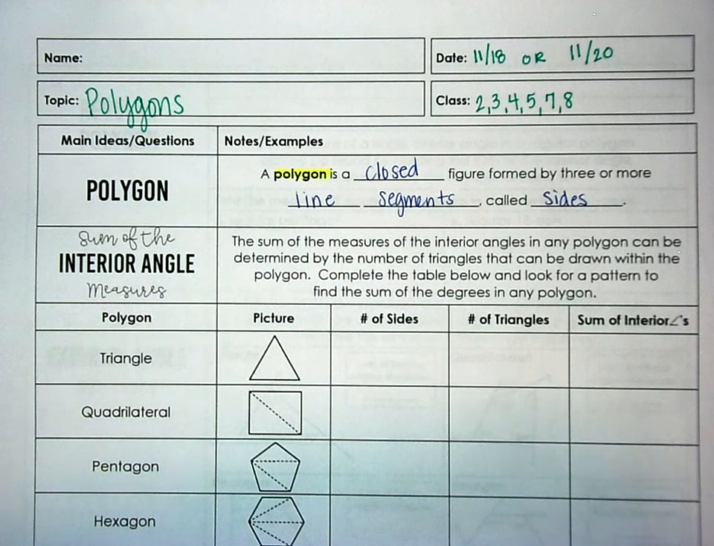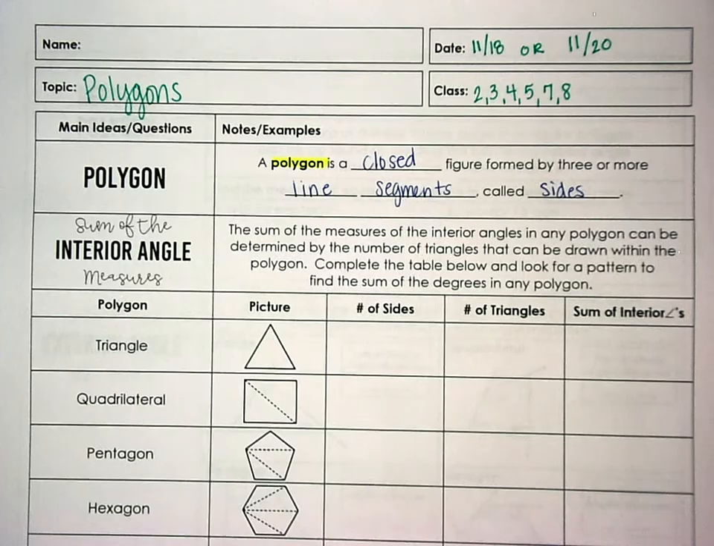Okay. What is the sum of the interior angles of these polygons? So let's read through it. The sum of the measures of the interior angles in any polygon can be determined by the number of triangles that can be drawn within the polygon. Complete the table below and look for a pattern. Find the sum of the degrees in any polygon. Okay, so we're going to go through this very quickly, and we're going to figure out how many triangles we see, how many sides we have, and then hopefully we catch on to a pattern, because basically we're going to write the formula later on into this note sheet.